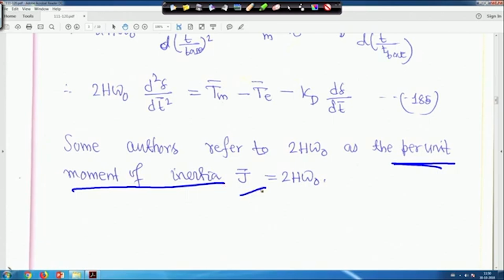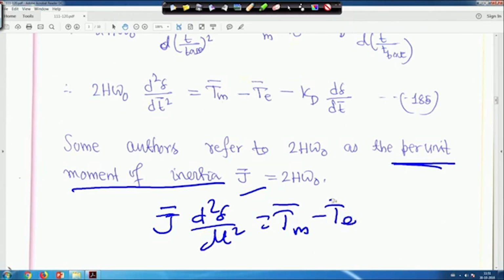That means if I write this equation like this, j bar d square delta dt square is equal to t m bar minus t bar minus k d d delta by dt. So everything is in per unit, all these quantities are in per unit.